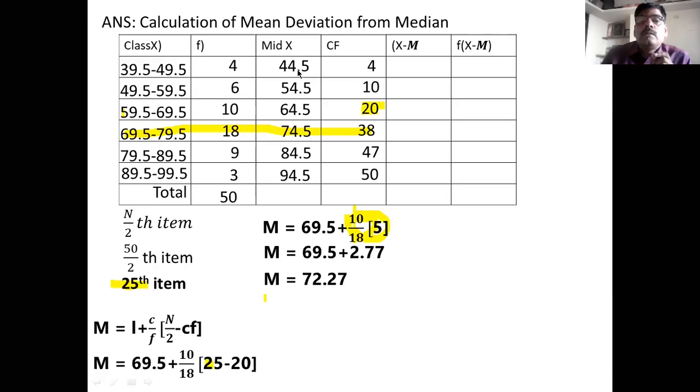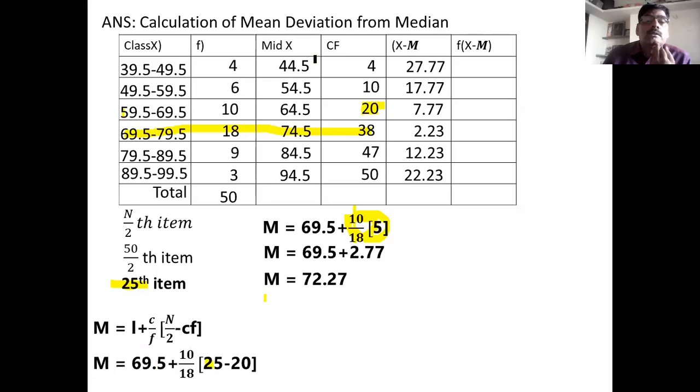You deduct it from the mid-x. It may be plus or minus, but you don't think about plus or minus. Directly calculate the difference. The first difference is 27.77: 44.5 minus 72.27. Like this you deduct in the x column. Second is 17.77, then third is 7.77, 2.23, then 12.23, 22.23. Like this you calculate the difference.